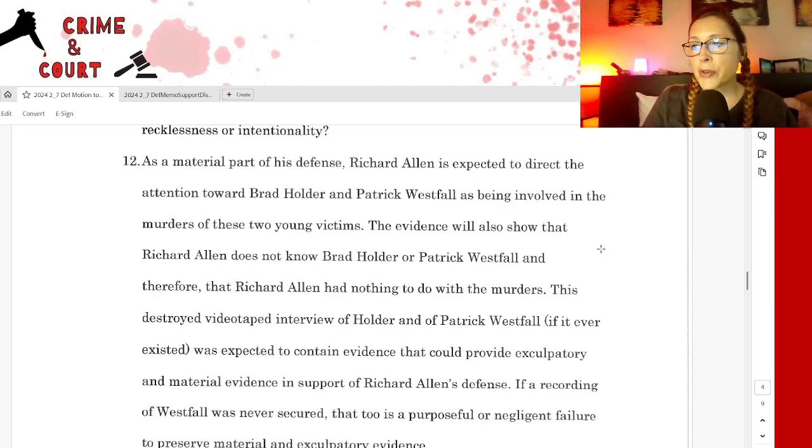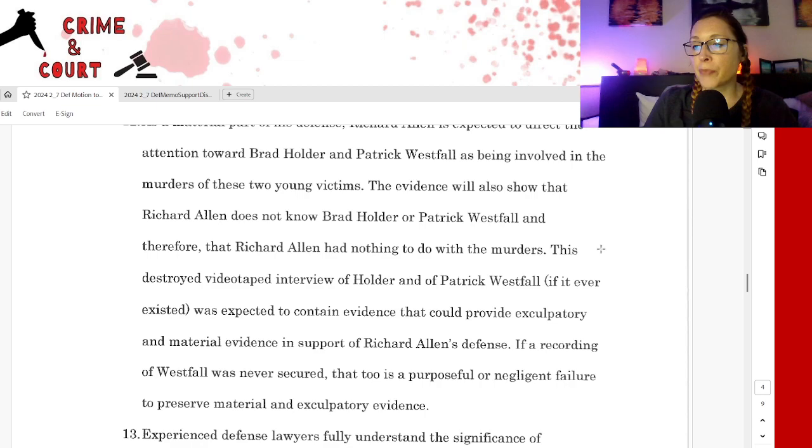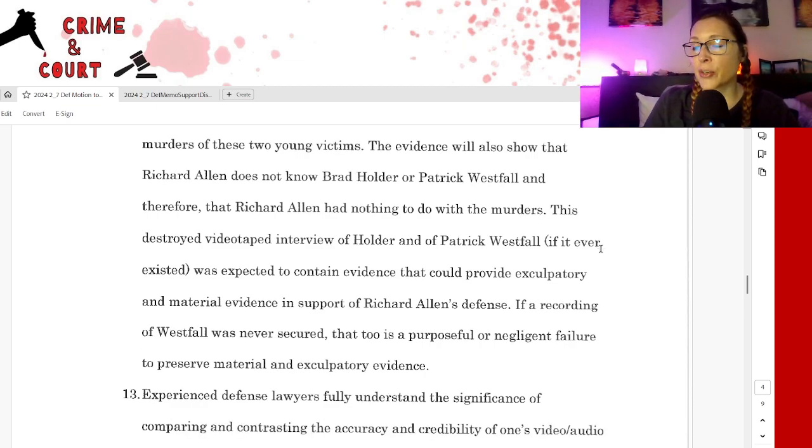All right, so as a material part of his defense, Richard Allen is expected to direct the attention toward Brad Holder and Patrick Westfall as being involved in the unalivings of these two young victims. The evidence will also show that Richard Allen does not know Brad Holder or Patrick Westfall, and therefore Richard Allen had nothing to do with the unalivings. This destroyed videotaped interview of Holder and Patrick Westfall, if it ever existed, was expected to contain evidence that could provide exculpatory and material evidence in support of Richard Allen's defense.